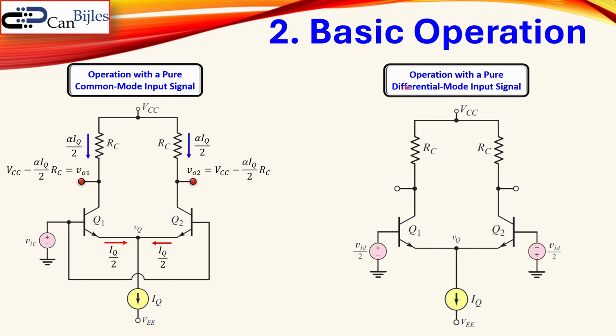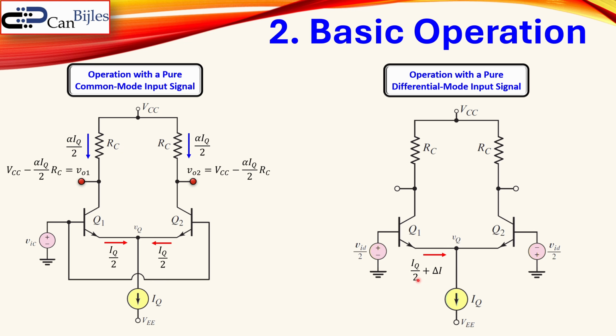Now let's go first also to the differential mode operation. There you see again the same circuit. Again the tail current, again our VE and the VCC, our resistors are there. But now the input voltage for the Q1 and the input voltage for the Q2 are out of phase and they have the same value. So VID over 2. This one is actually minus VID over 2. So they are 180 degrees out of phase.